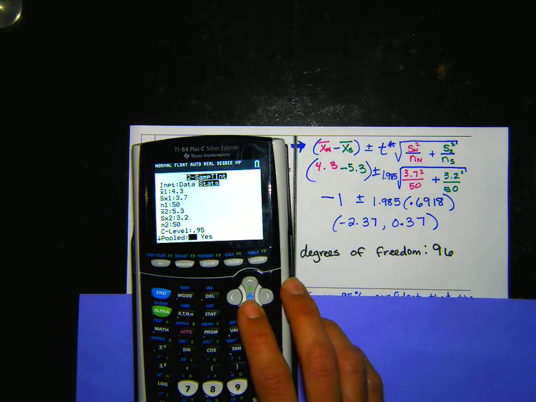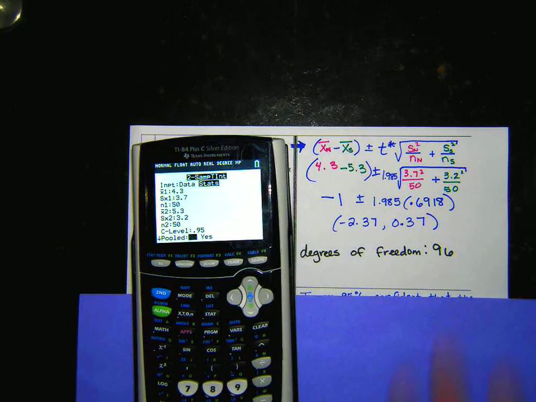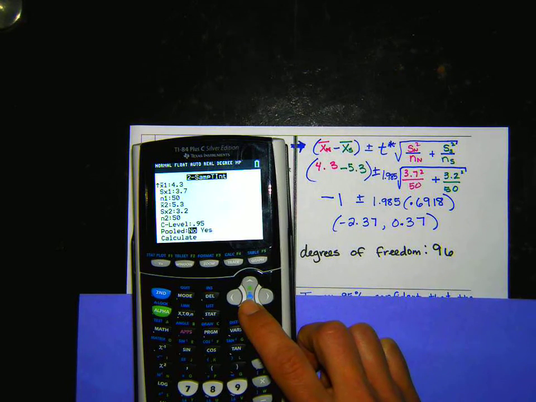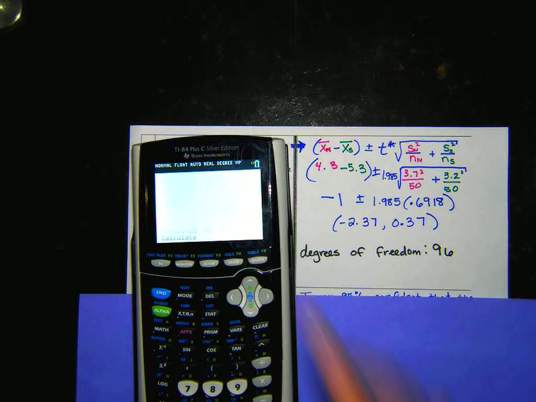These are not pooled. They do not have the same variances. Our standard deviations are different. We don't know anything about the population variances or the population standard deviation, sigma, so we can't use pooled here. And if you're not sure, guys, don't pool. If you don't know, just don't pool. And now I'm going to calculate this.